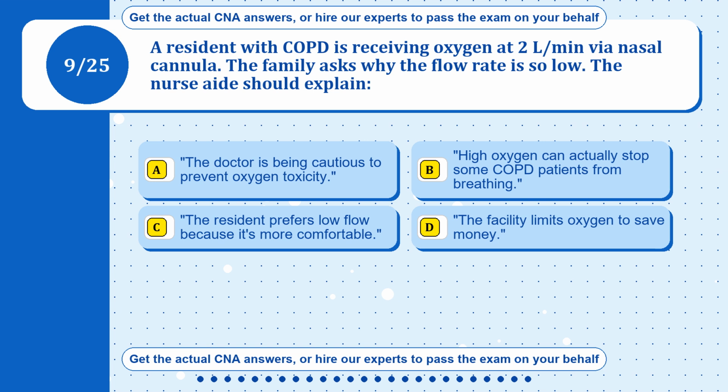Option A. The doctor is being cautious to prevent oxygen toxicity. Option B. High oxygen can actually stop some COPD patients from breathing. Option C. The resident prefers low flow because it's more comfortable. Option D. The facility limits oxygen to save money.